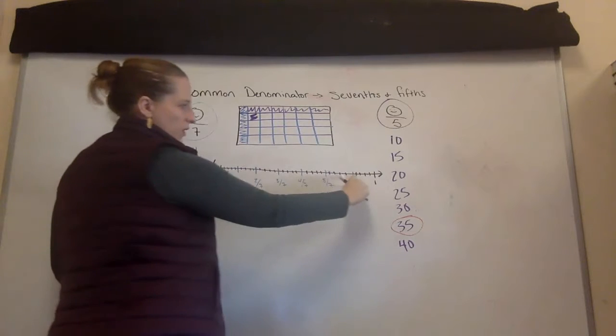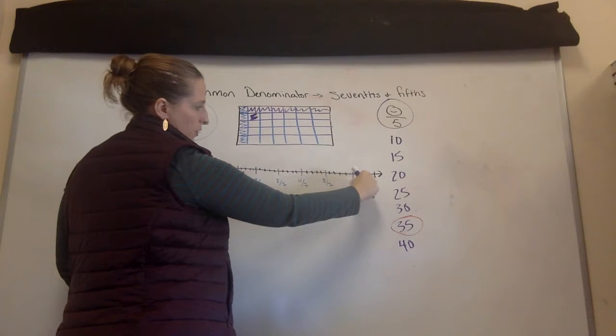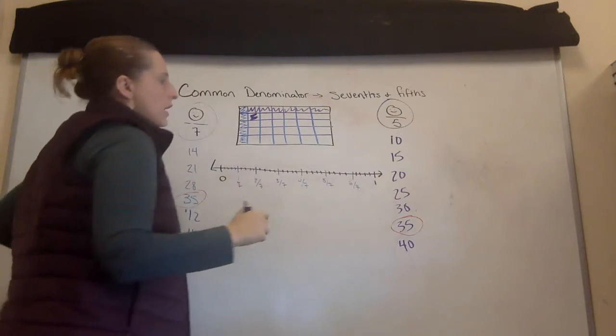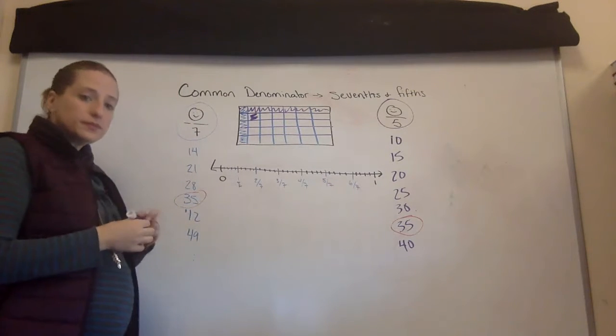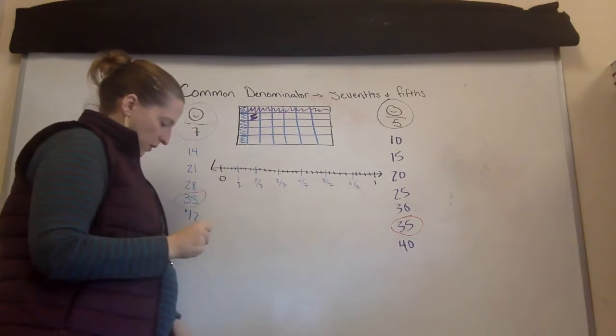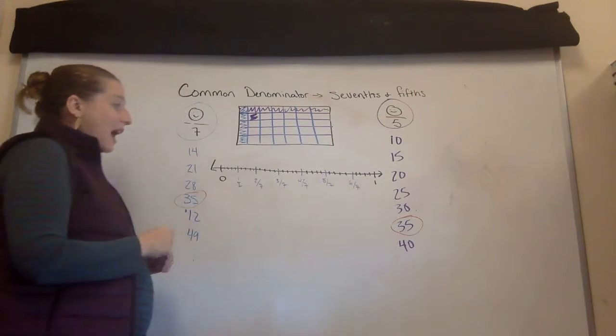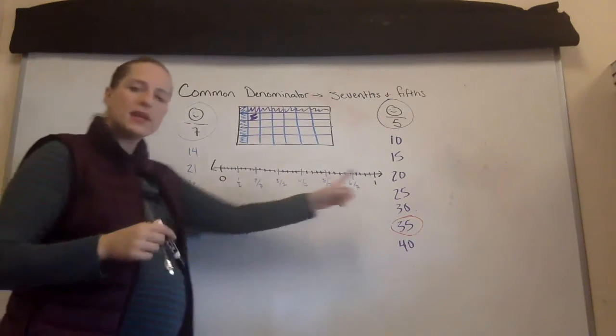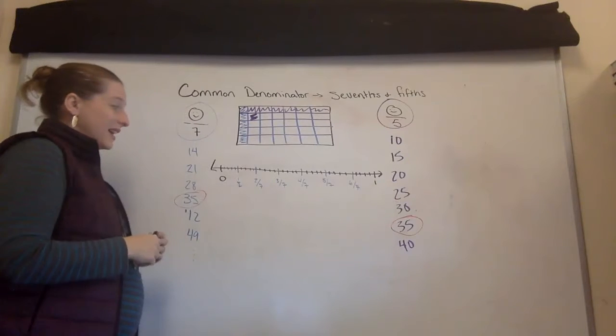Okay, so just a quick check. Notice that this last 7th I split into 1, 2, 3, 4, 5 equal pieces. So I've taken each 7th and split them into 5 equal pieces. Now, if I were to count each little tick mark, how many tick marks would I have? I think I'd have 35.